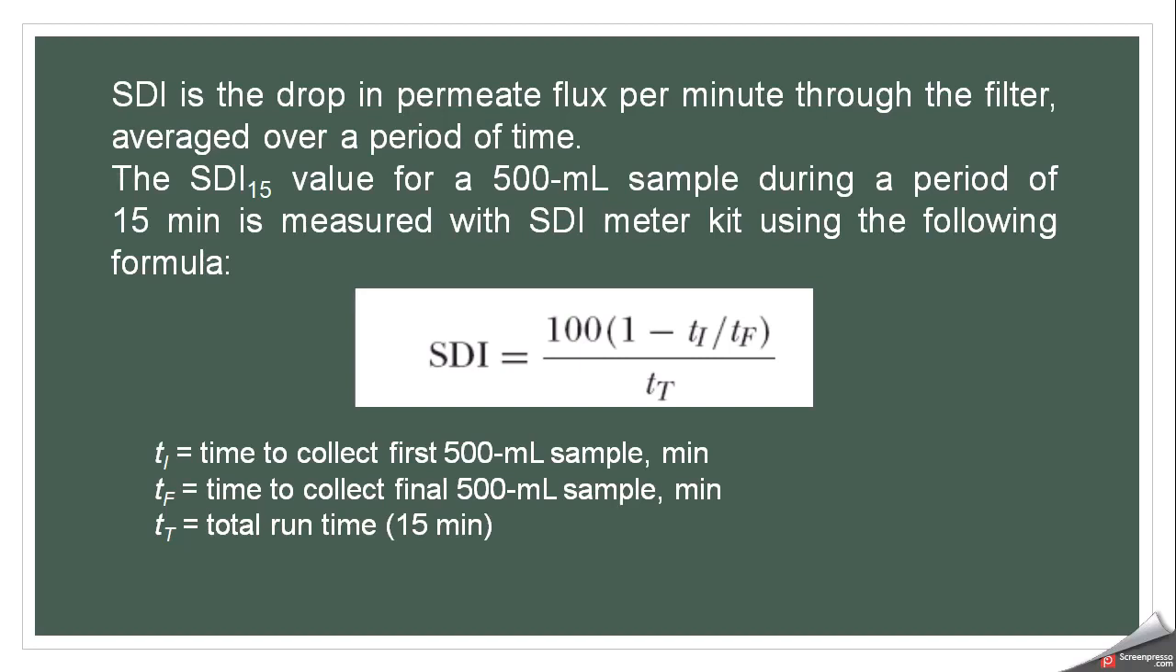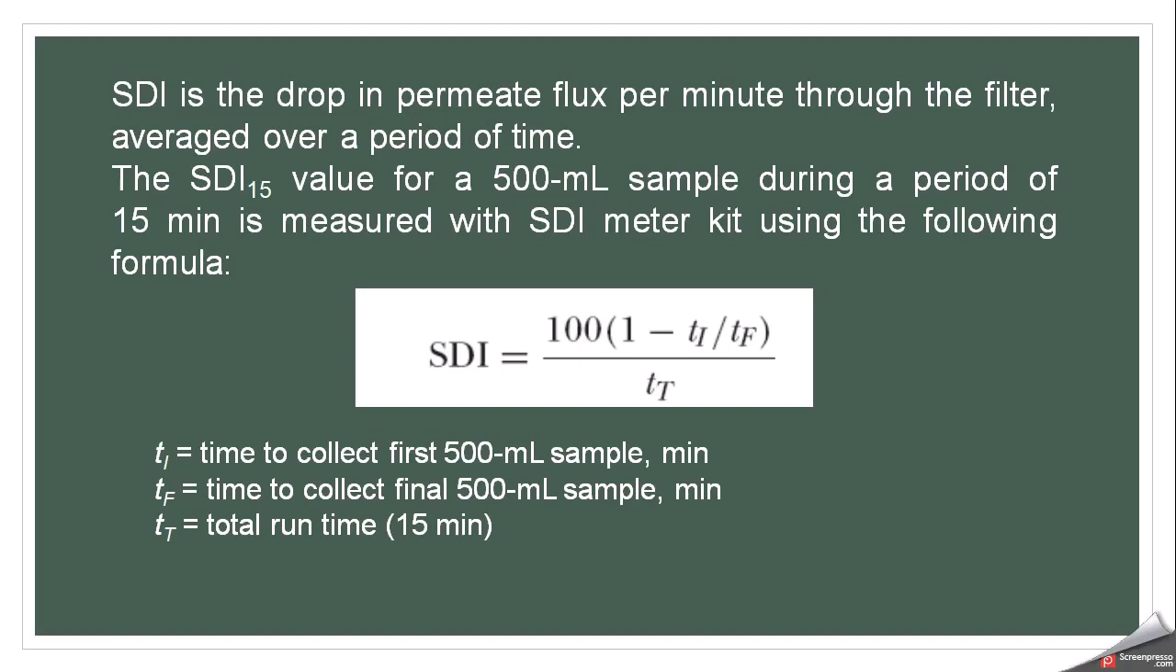If we are going to measure over 15 minutes, then this is called SDI 15, and the total time for this experiment will be 15 minutes. If we use 5 minutes, then we say SDI 5, or 10. Normally a 15-minute time is used, but we can also use 5 or 10 depending upon the water quality. The procedure is the same; only the total time interval changes. So I explain here only for 15 minutes.